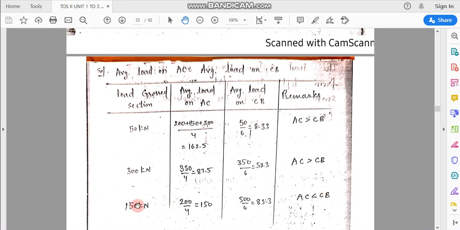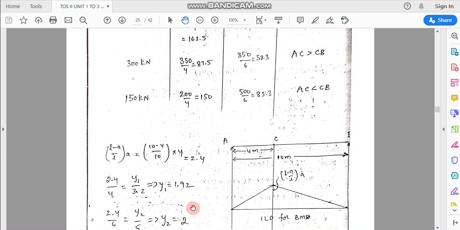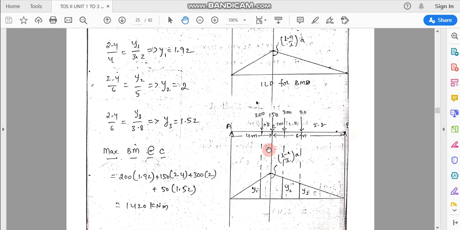So here at this point we have to place 150 kilonewton at this point, and we have to calculate all the ordinates accordingly, and then we have to calculate the maximum bending moment at point C. Okay, so how to calculate these ordinates? We all know about these things, how we have to take down this value first. We have to calculate this value, L minus A by L into A. Then if we know this value, with the help of similar triangles, we can easily calculate the values of y1, y2 and y3.